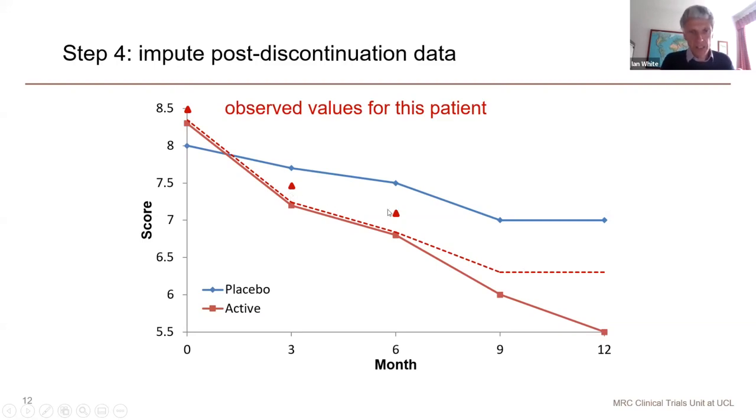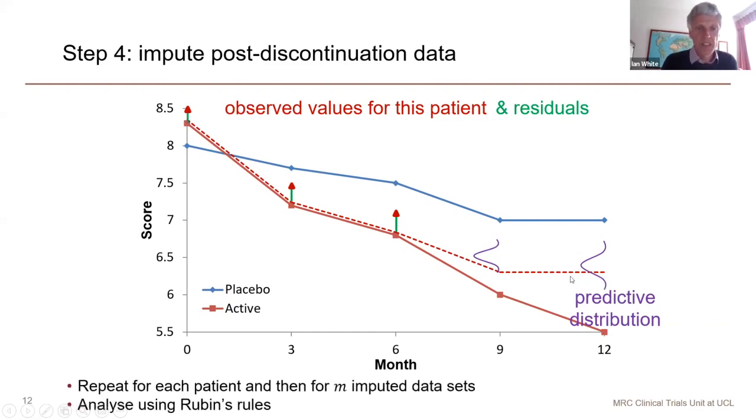This particular person has values above, meaning slightly worse than the means. So their residuals are positive. So that means we would expect the values that we impute to also lie a bit above the mean. And so these little purple normal distributions here are suggestions from a distribution from which we might impute the values at 9 and 12 months. And then we repeat this for each patient, and then we repeat it m times to get m imputed data sets, and we analyze them using the standard approach, Rubin's rules for multiply imputed data.